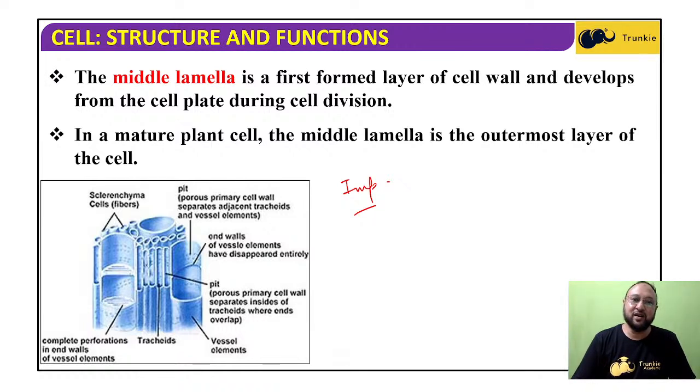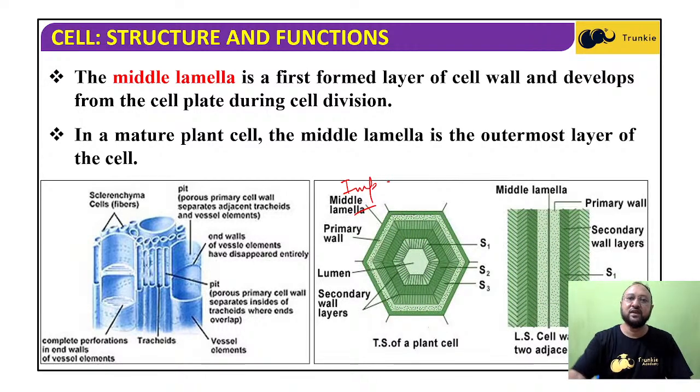Pits are porous areas in the primary cell wall that separate adjacent tracheids and vessel elements. Sclerenchyma cells you will learn later. Tracheids, vessel elements, and complete perforations. In this picture you can see the middle lamella, the primary wall, then the lumen, and the secondary wall.